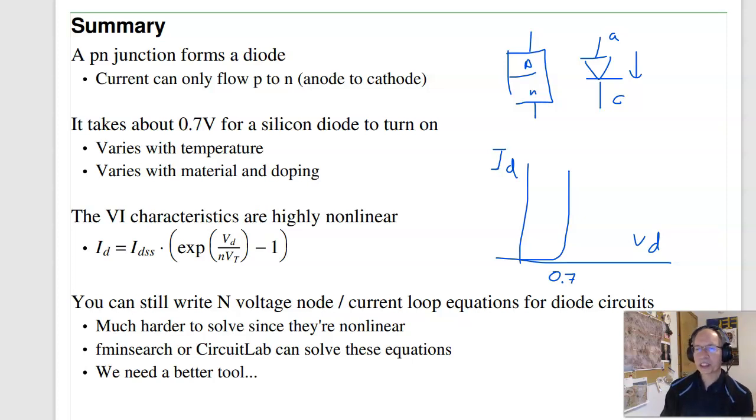Well, a better tool does exist. That's the ideal diode model. That's the next lecture. But again, all models are imperfect. What we're doing here is the more accurate model, but it's also a whole lot harder. What I want to do is come up with a simple model that's still reasonably accurate. And stay tuned for the next lecture, and we'll get to that. That's lecture number 5 for electronics, the p-n junction.